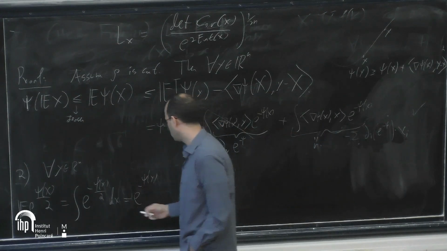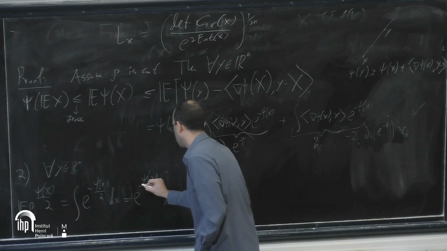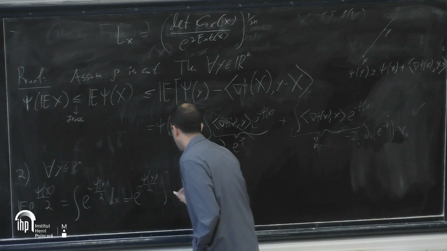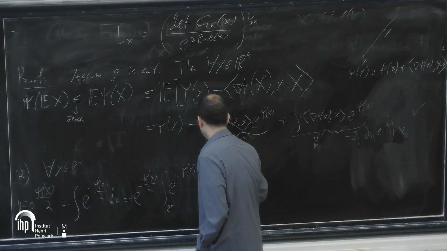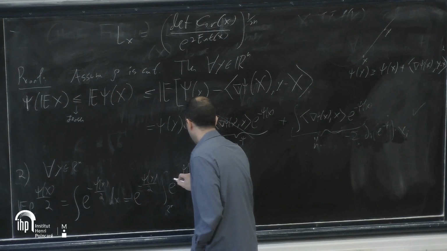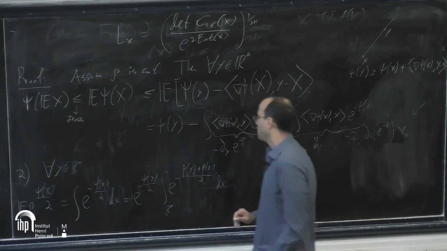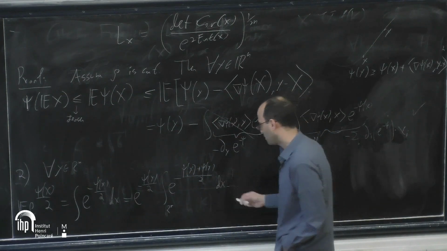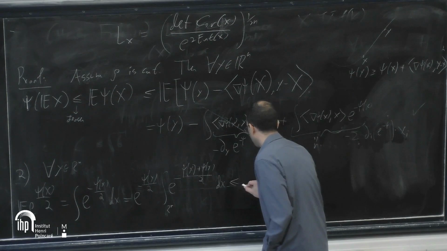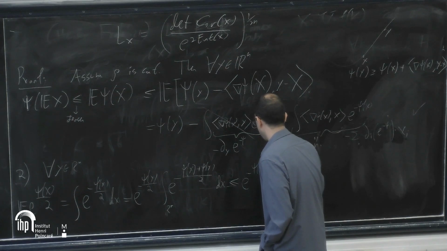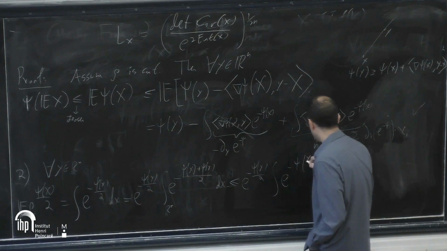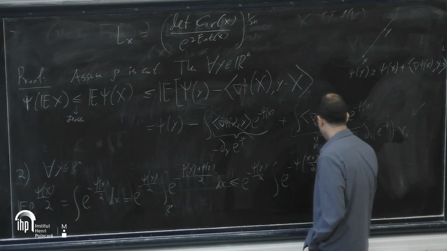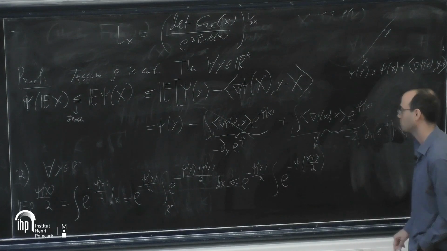For the second thing, you do this trick. You take outside psi of y over 2, and here you write e to the minus psi of x plus psi of y over 2 dx. And now you use again the convexity of psi, so this will be at most e to the minus psi of x plus y over 2, because it's a convex function.